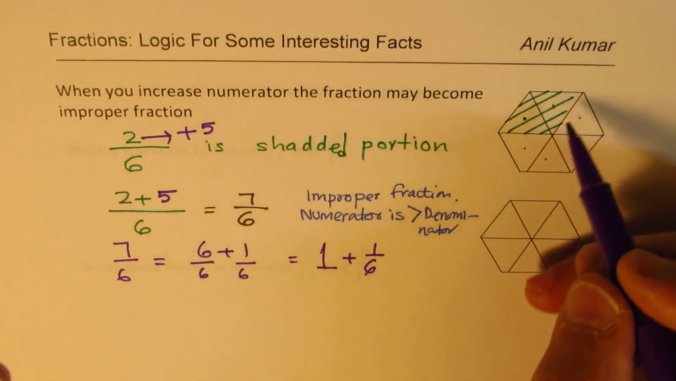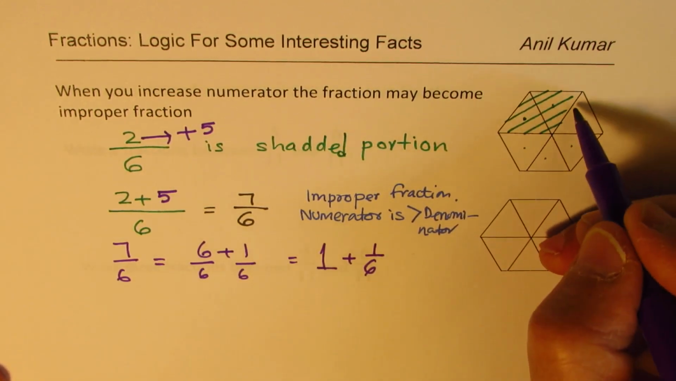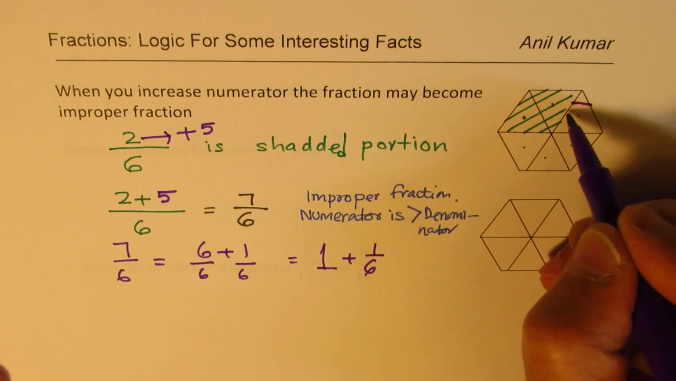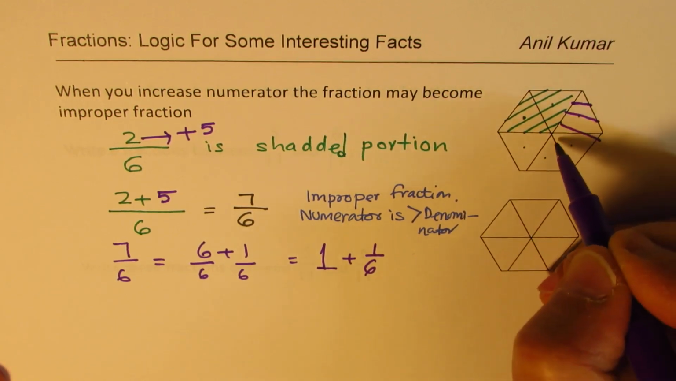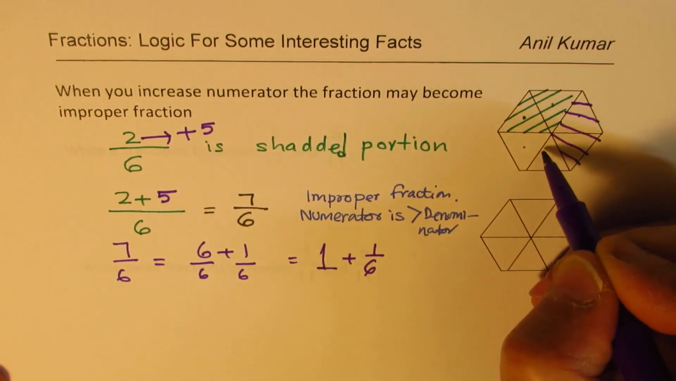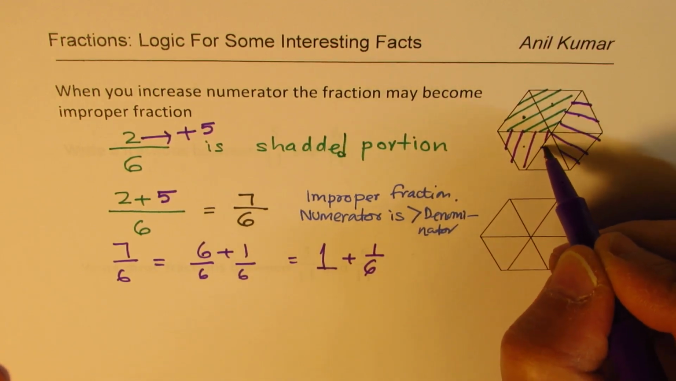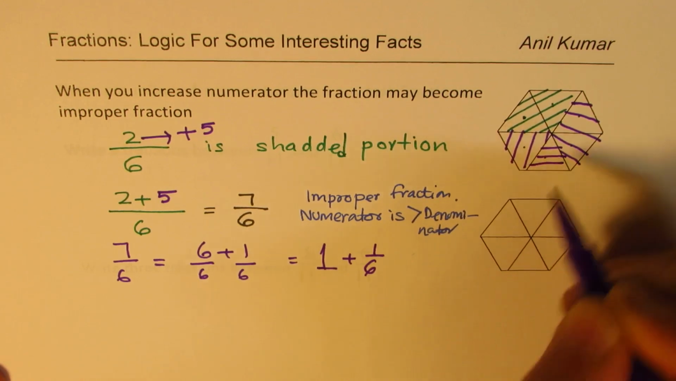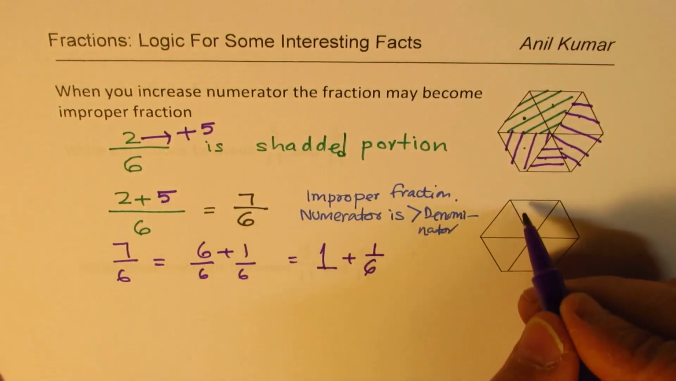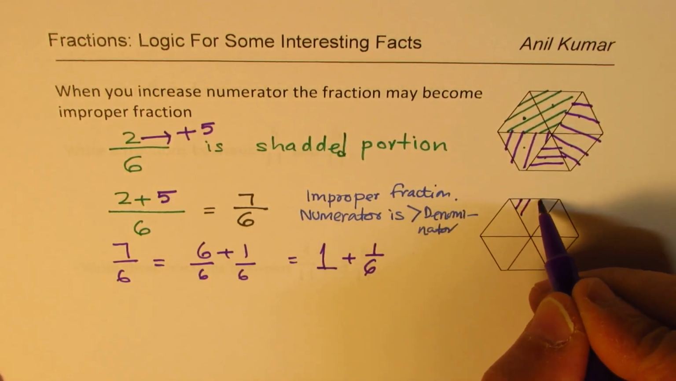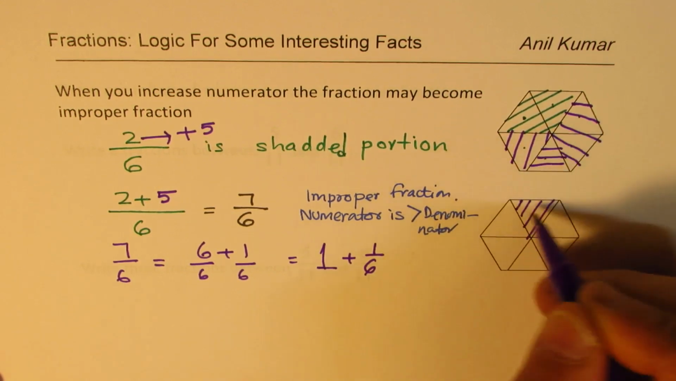So what I can do here is, I already had 2, I added 5. So that means I added 1, then the second one, then I added the third one, and then I added the fourth one. What should I do with the fifth one? I have to get into a new one. Do you see that?